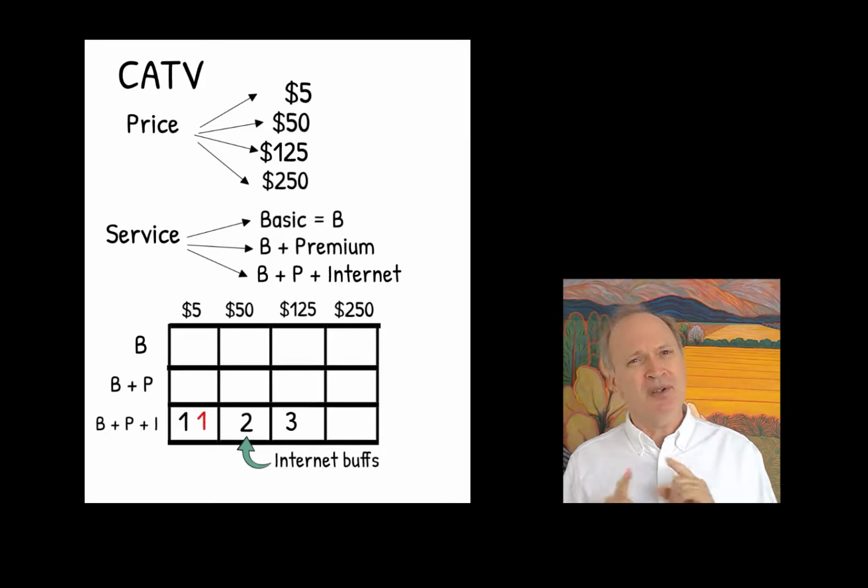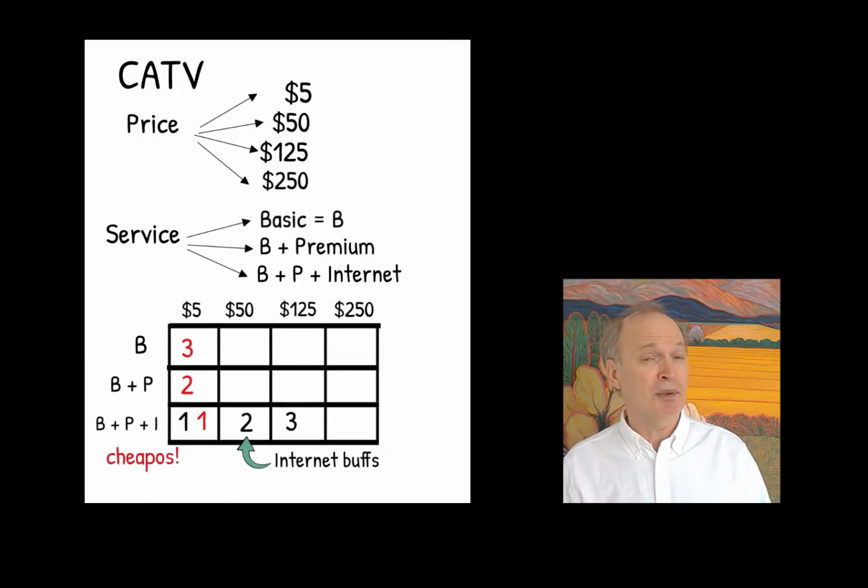Okay, but another segment would have filled it out differently. They would have gone sticking with the cheapest price. 1, 2, and 3. Let's call that the cheapo segment. They are very price sensitive. Now, different cable operators discovered there were even other segments in the market.